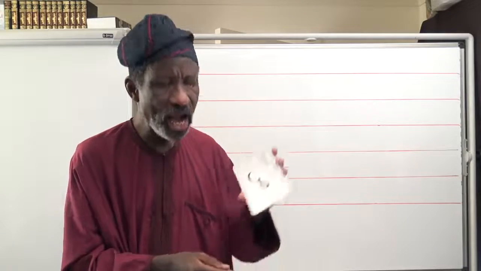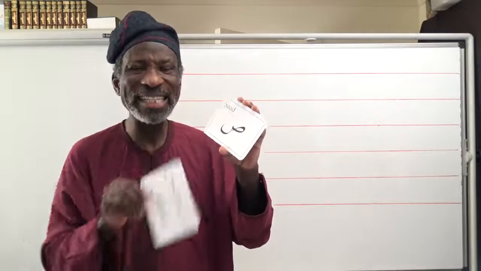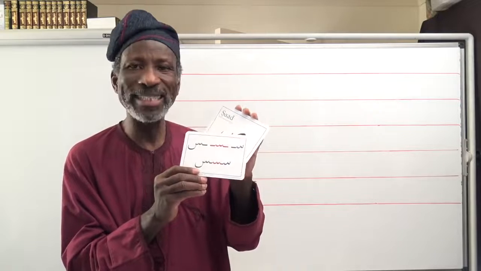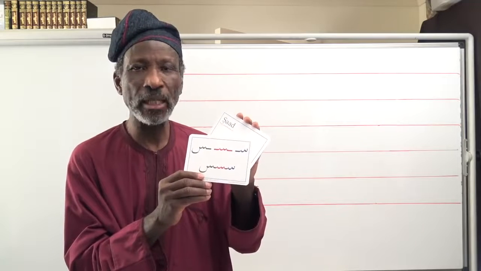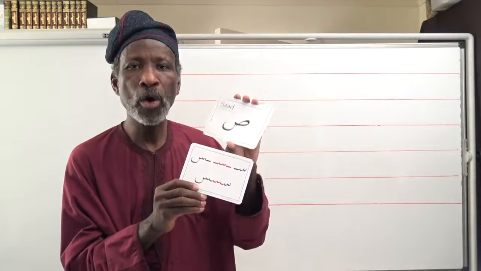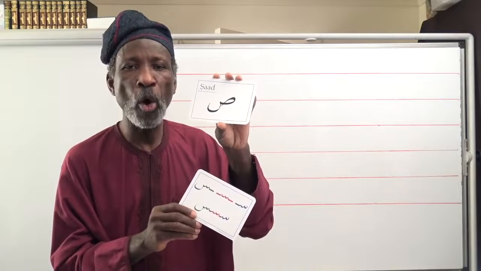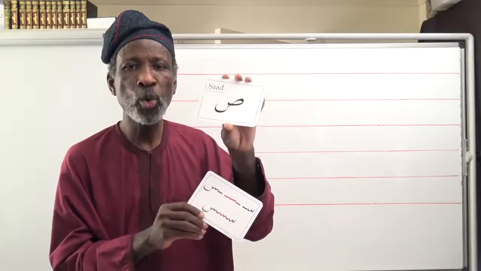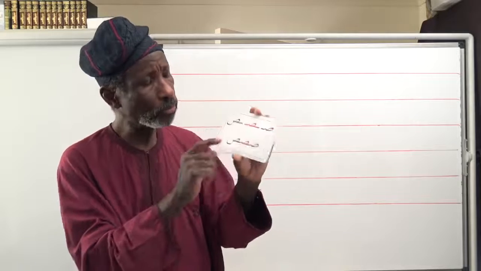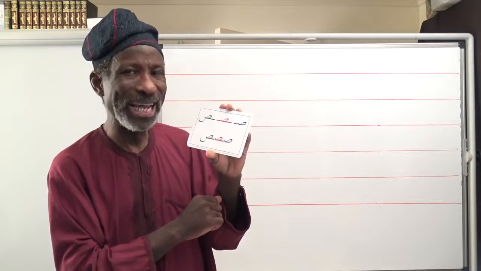Now, here we have Sad, right? We need to distinguish between Sad and Sin. This one is smiling. Your mouth is spread, sin. But this one is like whistling, sad. This one is sin, and this one is sad. Now we have Sad. When you are joining your Sad, this little corner, that's the end of the letter itself.